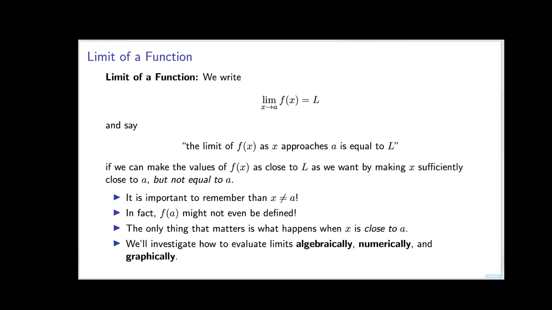The key that you want to remember from this video is the definition. When we write this symbol lim x arrow a f of x, we're saying the limit of f of x as x approaches a is equal to L, and what that means is that f of x is getting closer and closer to L as x gets closer and closer to a, but not equal to a.